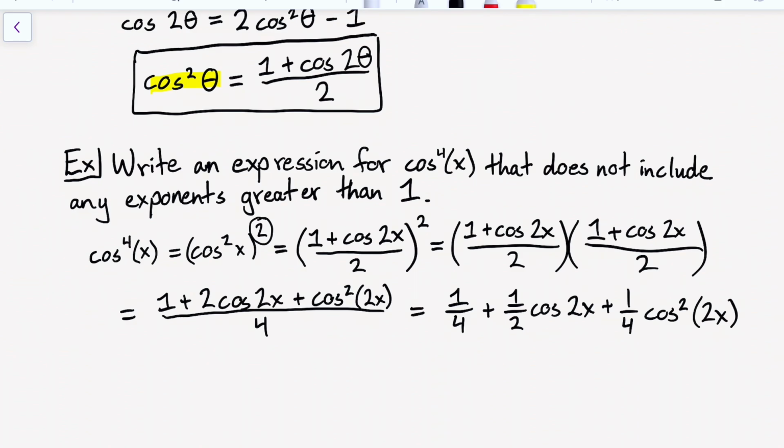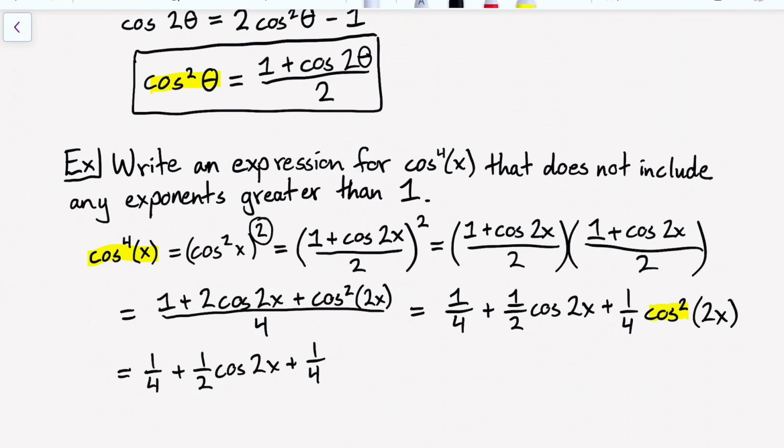Now, notice that we went from a power of 4 in the original expression to a power of 2 in this expression. However, our goal was to write an expression that does not include any exponents greater than 1. So we need to keep going. The first two terms are fine. We have 1/4 plus 1/2 of cosine 2x.